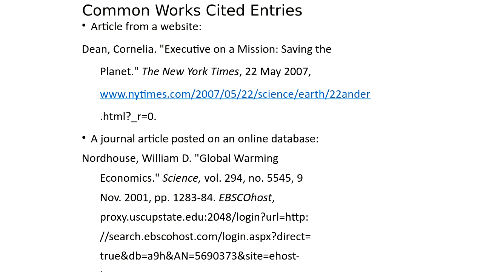Journals, particularly academic journals, will typically give you volume and issue numbers. Okay, so that's VOL period, number, comma. NO is the abbreviation for issue number, NO period, and then the number. Again, then after this, comma, date, 9 November 2001.